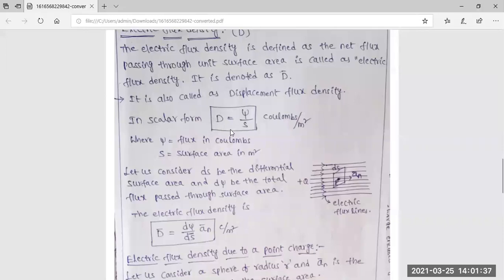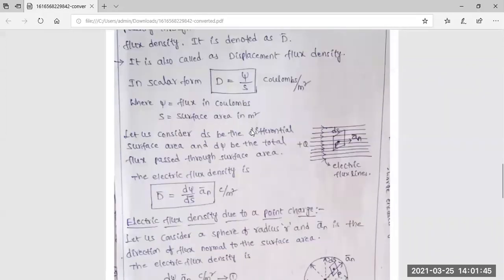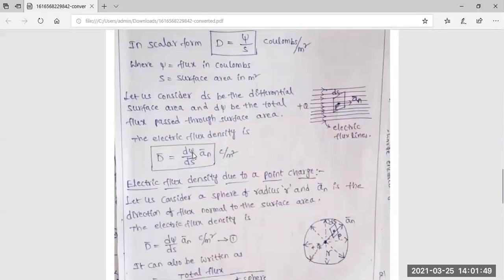And in the scalar form, D is equal to psi by S. Psi is the electric flux, S is the surface area. So we have to consider d psi as the differential electric flux, and dS bar as the differential surface area. So D bar is equal to d psi by dS bar into an bar. An bar is the unit vector normal to the surface area. The unit vector represents the direction of electric flux lines, and dS is the differential surface area. So the direction of electric flux lines and the differential surface area are normal to each other. Normal means the angle is 90 degrees, or it is called perpendicular.